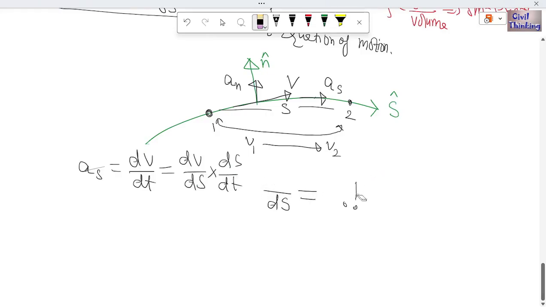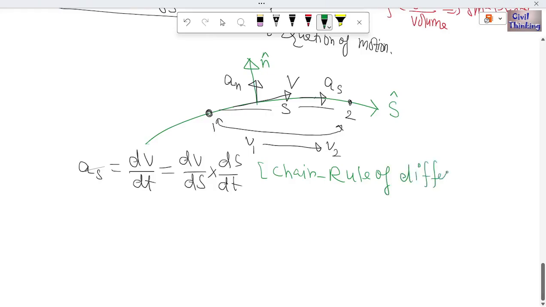And how did we do that? We call this the chain rule of differentiation. I don't know if you have heard about this in mathematics, in calculus, but the thing is that I simply divide by the same factor and multiply by the same factor. Since they are the same, they will not change. It is again the same thing, but here it is non-zero.